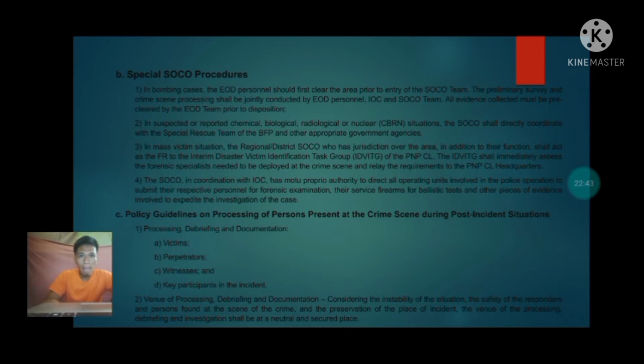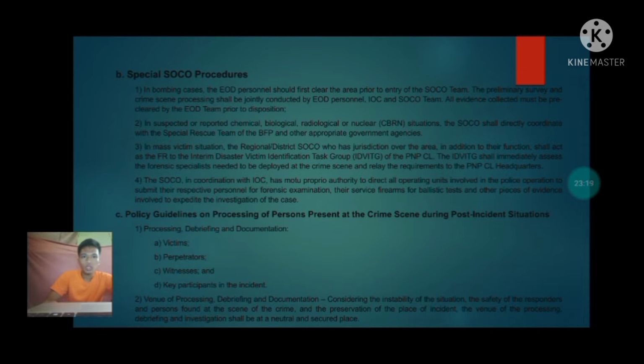First, in bombing cases, the EOD personnel should first clear the area prior to entry of the SOCO team. The preliminary survey and crime scene processing shall be jointly conducted by EOD personnel, IOC, and SOCO team. All evidence collected must be pre-cleared by the EOD team prior to disposition.